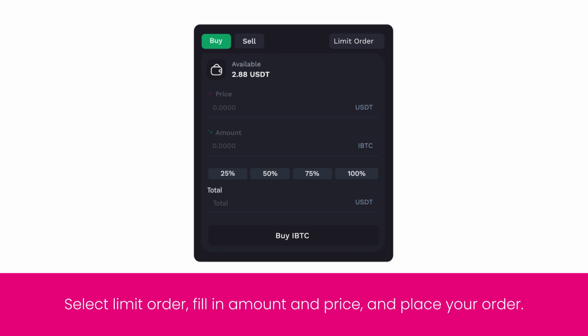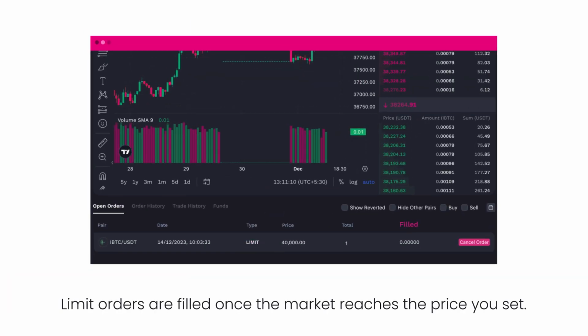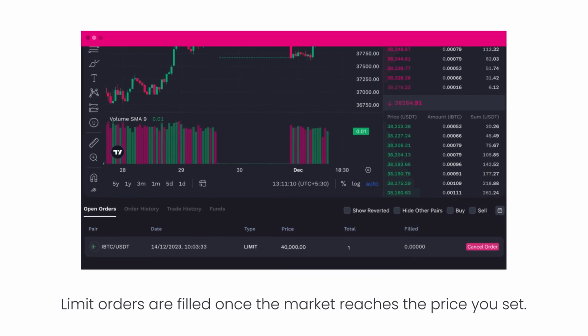To place a limit order, select Limit Order from the top right drop-down order picker. Then set the price and amount for your order. Limit orders are filled once the market reaches the price you've set.